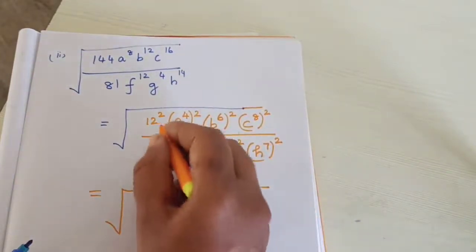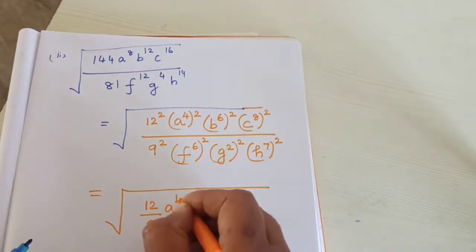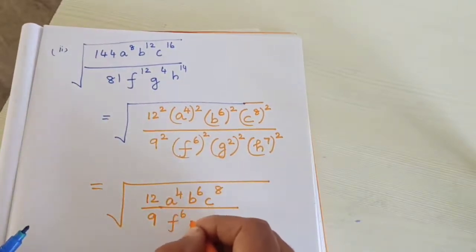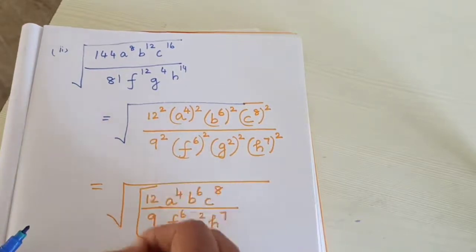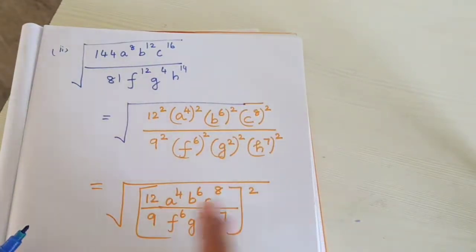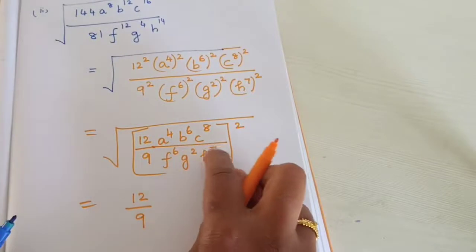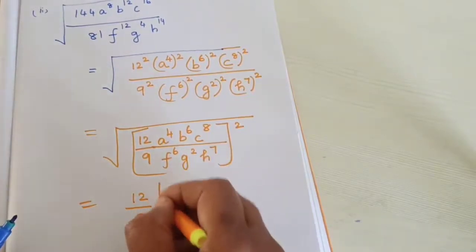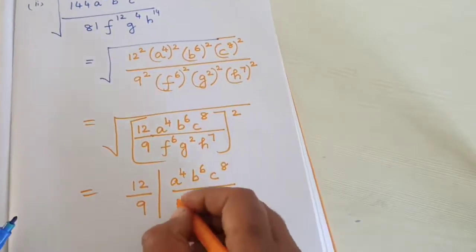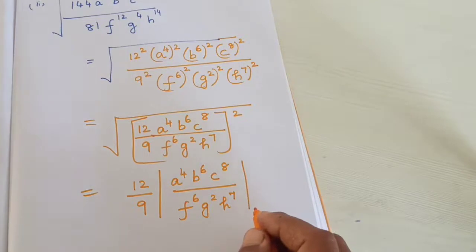Therefore, square root of, here except the power, you need to write the remaining terms: 12 by 9, a^4, b^6, c^8 divided by f^6, g^2, h^7, the whole square. Okay, all the power 2s I am writing one time. Then this square and root get cancelled. What is the final answer? 12 by 9, and all the numbers you can take outside. Letters inside the modulus you need to write: a^4, b^6, c^8 divided by f^6, g^2, h^7. That's all the answer.